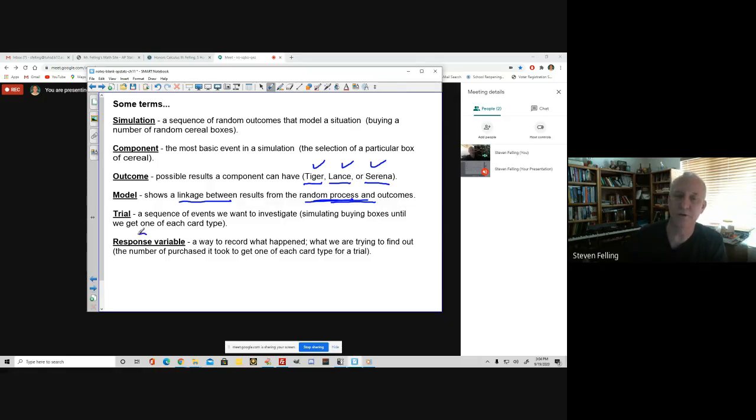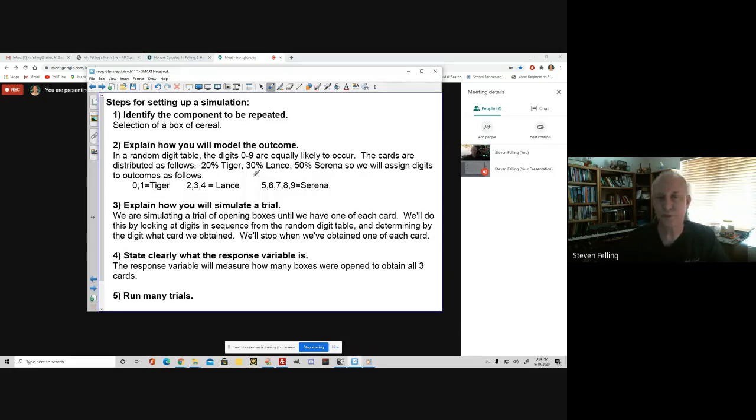And then we're keeping track of something as the response variable, the thing that's going to help us answer the question. So in this case, it would be how many boxes do we have to open in order to get one of each card? Okay, so the first thing is we identify the component, right? That's going to be a selection of a box of cereal so we can see what card is inside. And then we're going to create the model.